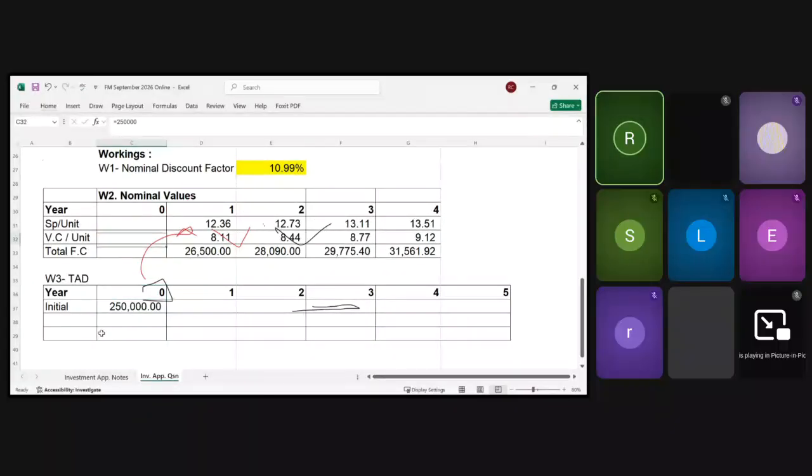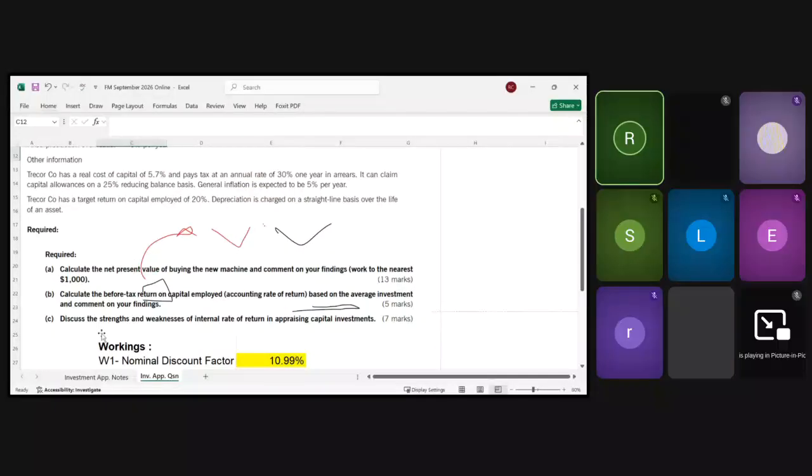All right, let's look at depreciation. We can claim capital allowances on a 25% reducing balance. Depreciation is charged on the straight line basis, but this information down there is meant for accounting rate of return, not for NPV purposes. So for NPV purposes, we are going to use 25% reducing balance, and tax is 30%, 1 year in arrears. This is what we are going to do.